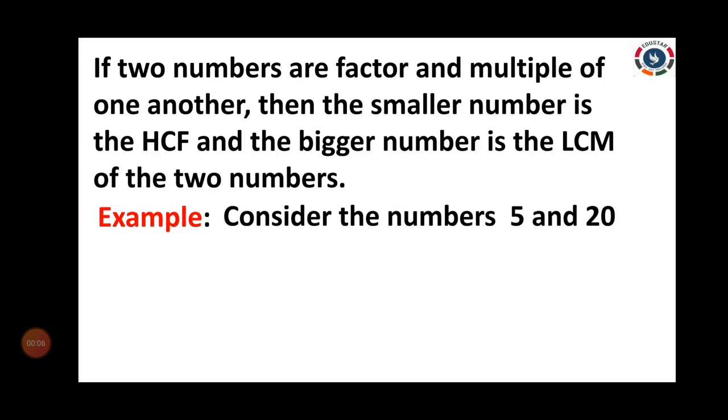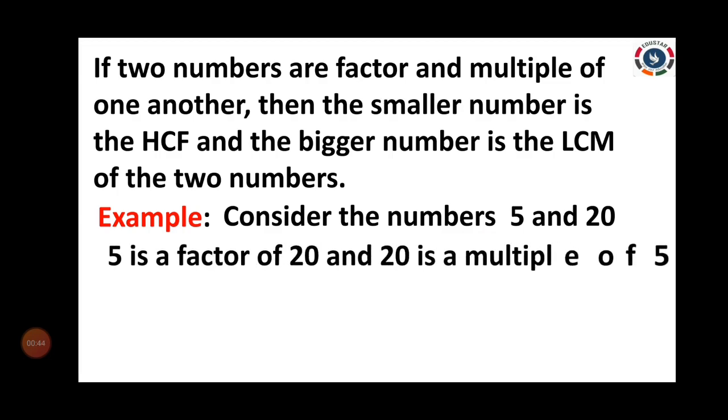Consider the numbers 5 and 20. Here 5 and 20 are given, and 20 comes in the 5 table. That means 20 is a multiple of 5, and 5 is a factor of 20. 5 fours are 20. 5 is one of the factors and 4 is the other factor. So 5 is a factor of 20 and 20 is a multiple of 5.